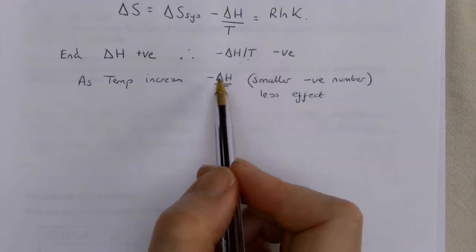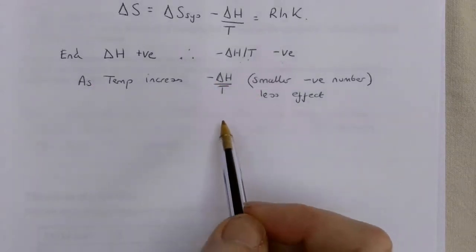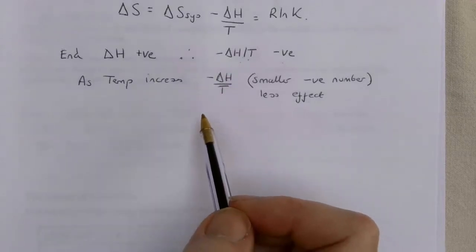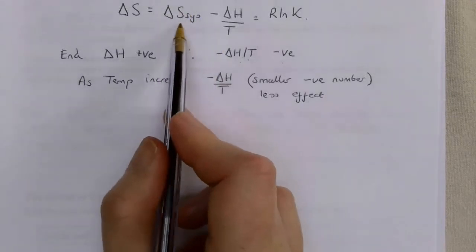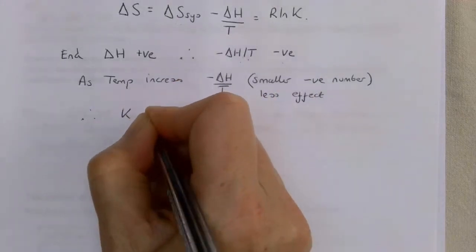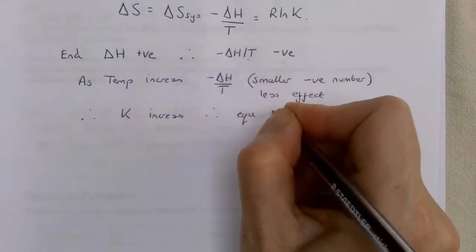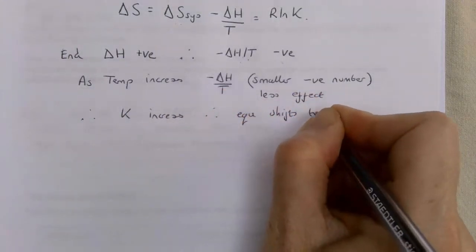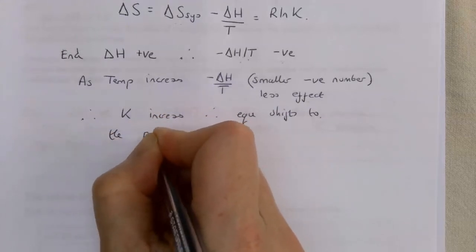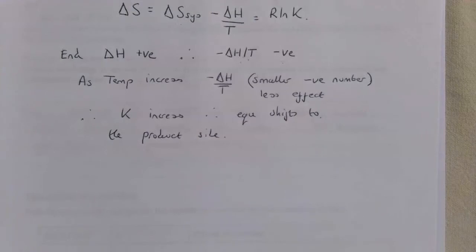So as the temperature increases, minus delta H over T becomes a smaller negative number. It becomes less effective, or it has less of an effect on the overall system. So the delta S system starts to dominate, and therefore K increases. Therefore, the equilibrium shifts to the product side, which is why when you heat an endothermic reaction, it becomes more feasible. You've come across this before. You might not have realized it, but you have.